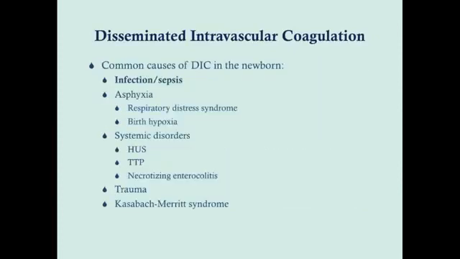All right, so common causes of DIC in the newborn, of course, the most common is infection and sepsis. Various causes of asphyxia, so respiratory distress syndrome can lead to hypoxia, and that can trigger DIC. Birth hypoxia itself can lead to DIC. Some of those more systemic disorders, hemolytic uremic syndrome, which, remember, also comes typically from an infectious agent, E. coli 0157H7, TTP, and then necrotizing enterocolitis, which, remember, you see in preemies with acute abdomen. Trauma is another cause, and then Kasabach-Merritt syndrome.